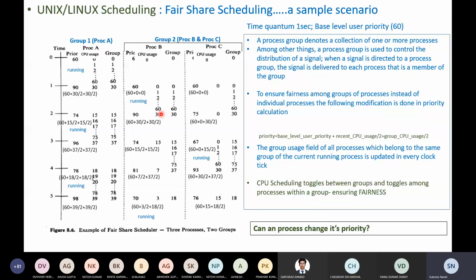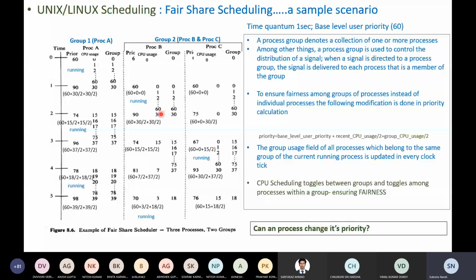Because in some sense, the fairness should be across users, right? The fairness should not be at the process level. Rather, the fairness should be at the user level. That is more realistic, because it's a multi-user system. There are multiple users logged in. So the system designer should ensure fairness among users rather than individual processes.